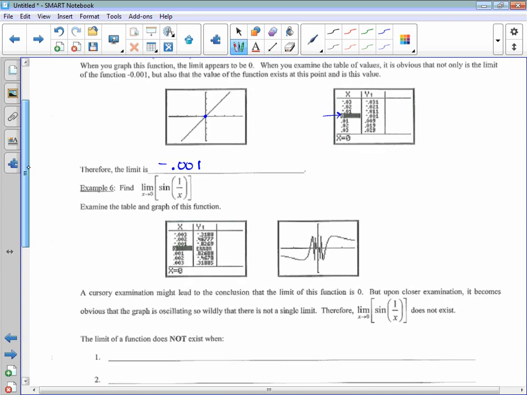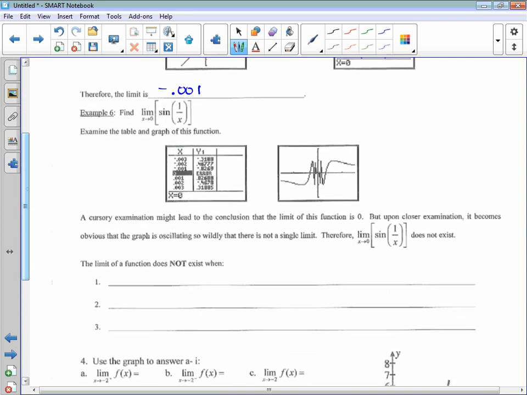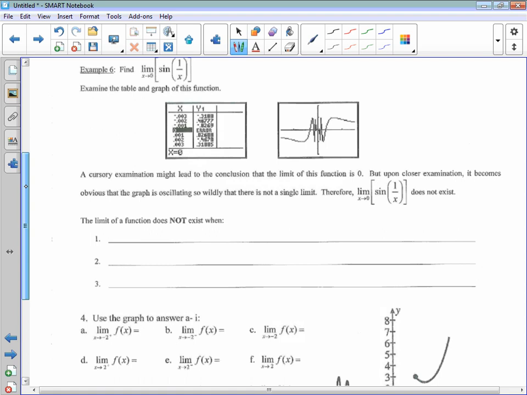Now the next one. If you look at the table, it's negative 0.8269, then it's error, then it's positive 0.8268, then it's negative, then it's all over the place, right? Is it approaching a singular value? Or is it jumping back and forth?